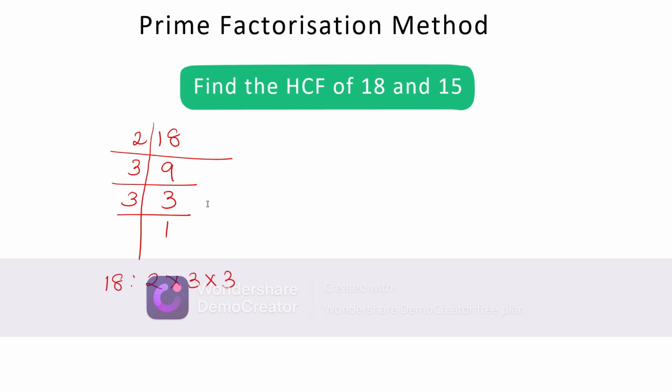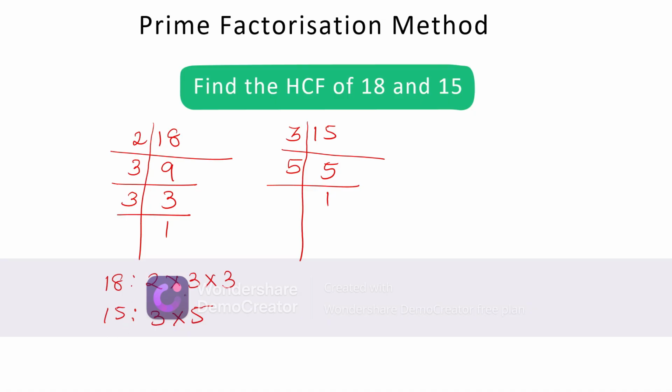into 3. The other number is 15. So I'll find all the prime factors of 15. I cannot take 2 because it's an odd number, so I have to start with the number 3. 3 fives is 15. So I have to take the number 5 over here because 5 is a prime number. 5 ones. So I'll just write down the factors of 15: 3 into 5.